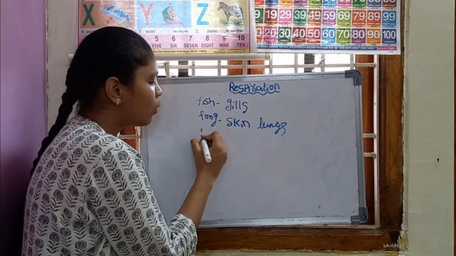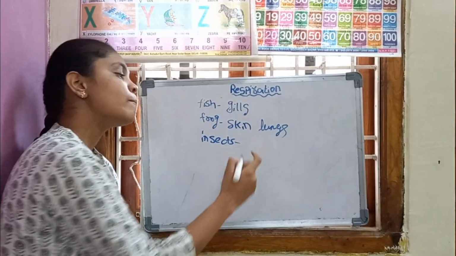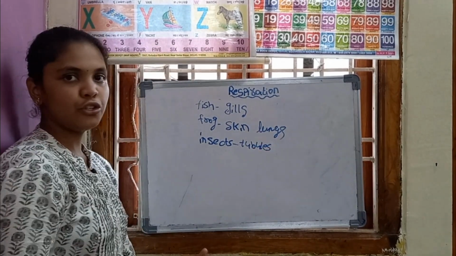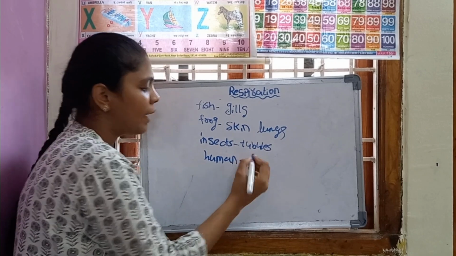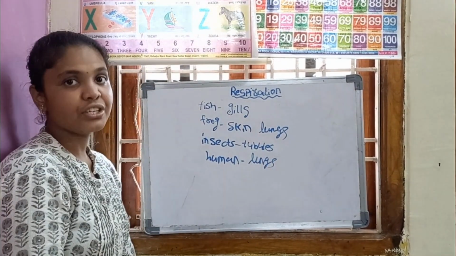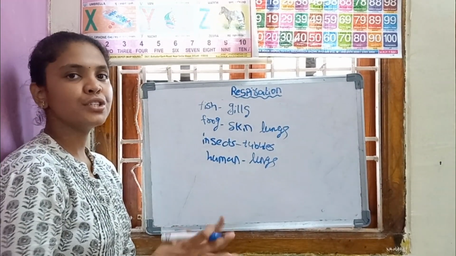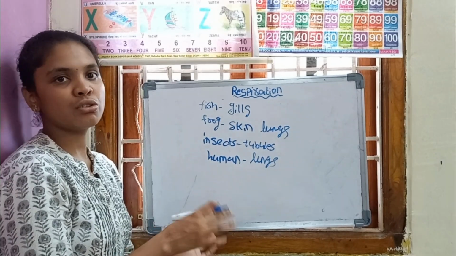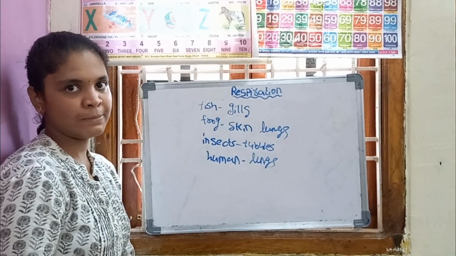Next, some insects, for example cockroaches, use tubules for their respiration, like Malpighian tubules. And in humans, we use the lungs for respiration, called pulmonary respiration. Like this, different organisms use different respiratory modes for their generation of ATP. Now we'll learn in detail about human respiration.